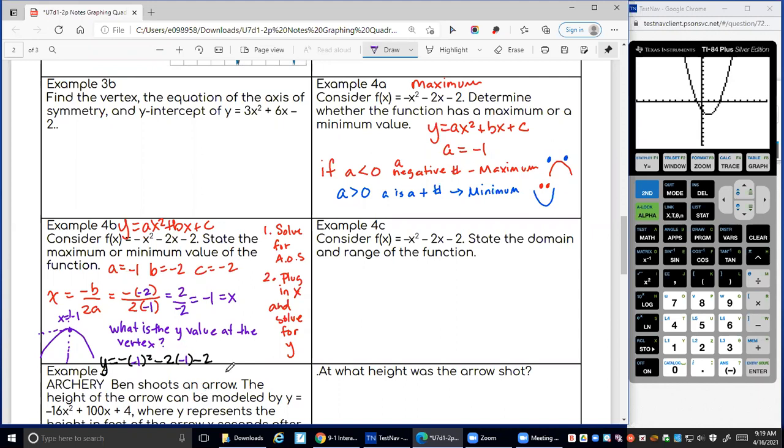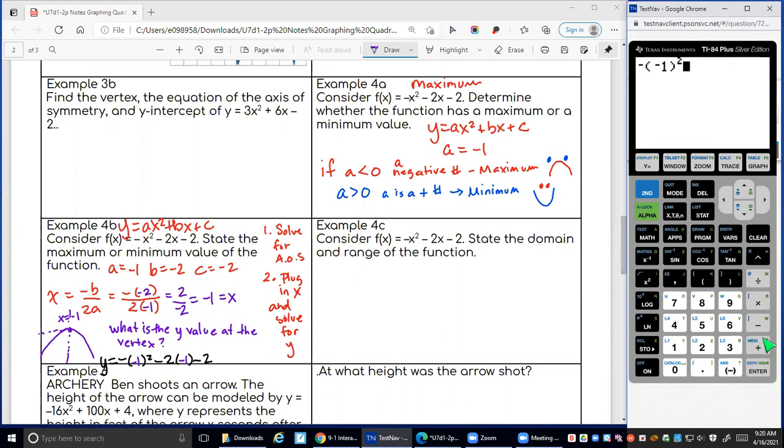You can do all of it by hand, but I'm going to actually use the calculator. So I've got negative, parenthesis, -1, close parenthesis, square it, -2, open parenthesis, -1, close parenthesis, -2. And my value for y is -1. Right? And so this is my y. Therefore, the max is -1.